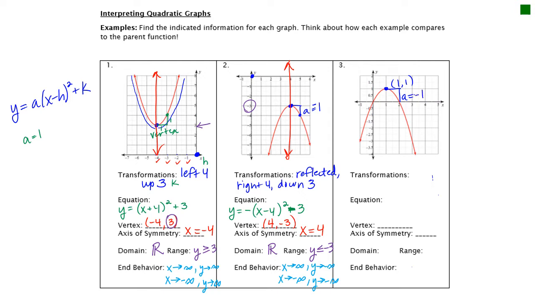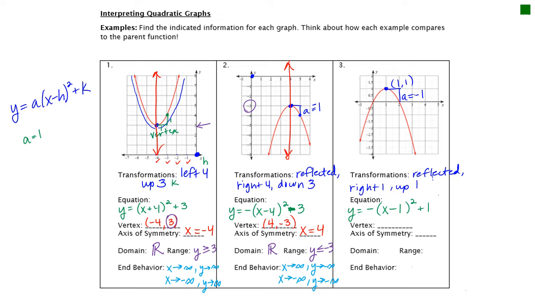So it's going to look a lot like number 2, where we have a negative in front of the parentheses but no number. All right, so transformations that are happening. It is reflected. And it also shifted to the right 1 and up 1. So now my equation is going to look like this. I have my reflection, so that's a negative. Since it's right 1, I'm going to say x minus 1, and then up 1 is plus 1.